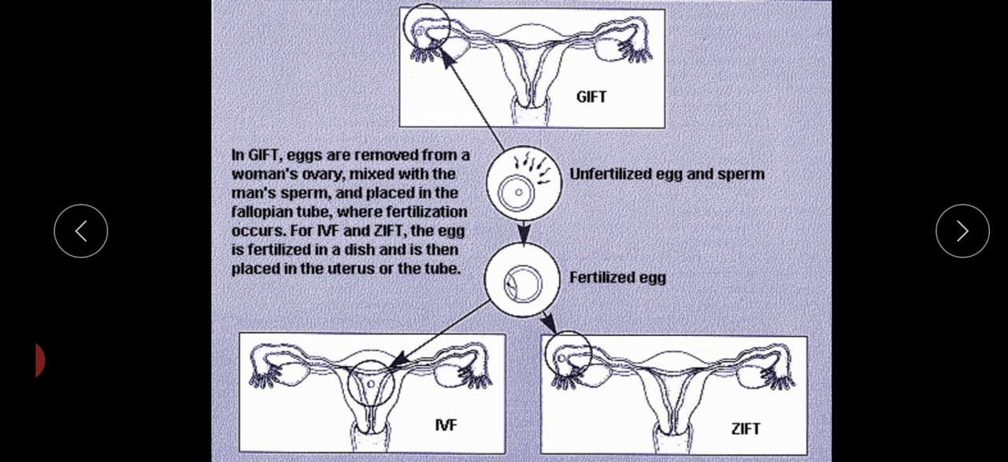So here you can say that in case of GIFT, the gamete intrafallopian, there is an ovum, there is a sperm, both of them are mixed, but fertilization is taking place here itself, that means inside the body. But in case of ZIFT, the unfertilized egg and sperm are there. Till this process, it's the same as GIFT, but here it differs: in ZIFT, the zygote part, or you can say the fertilized egg, will be transferred into the fallopian tube and from there it will move to the uterus. And in IVF, in vitro fertilization, the fertilization takes place outside and then it's transferred.